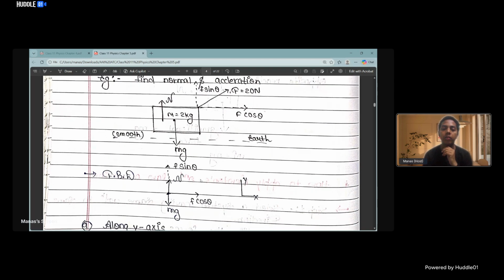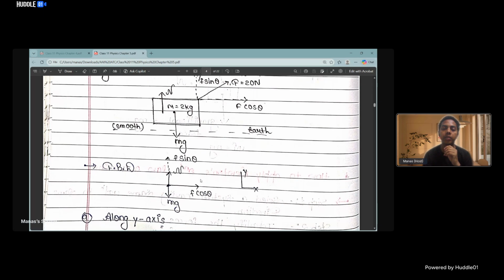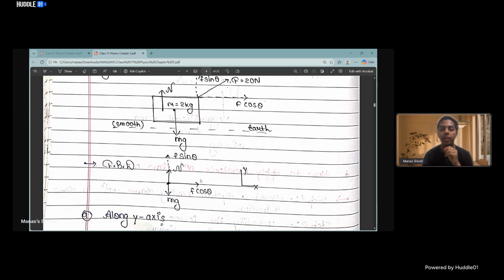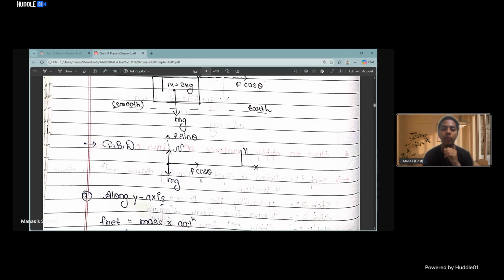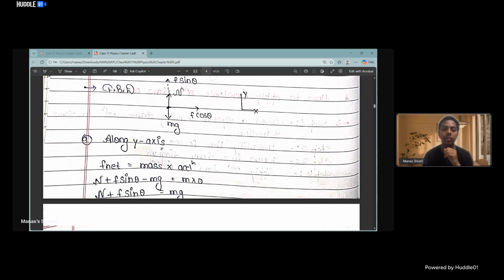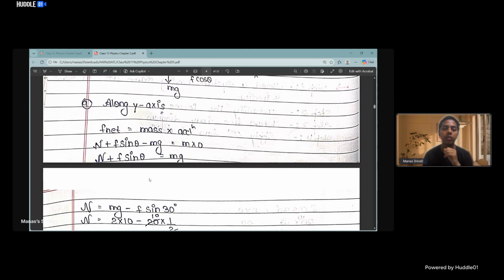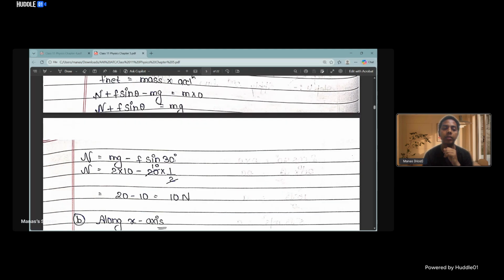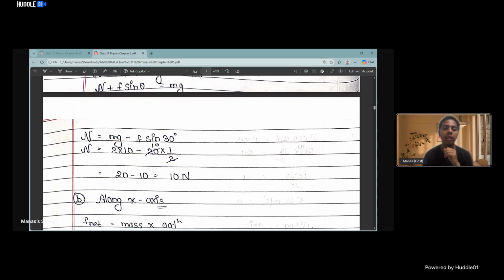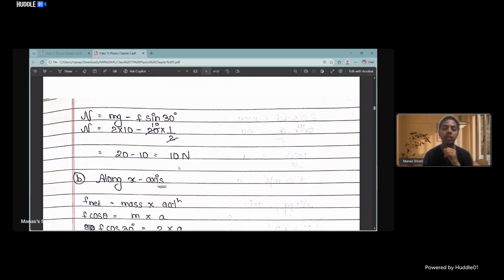Now, it is already discussed that the body is in equilibrium vertically. So now equate all the forces: N plus F sin theta minus mg equal to m into 0. So N plus F sin theta equal to mg. Next, N equal to mg minus F sin theta. N equal to 2 into 10 minus 20 by half. So 20 minus 10 equal to 10.